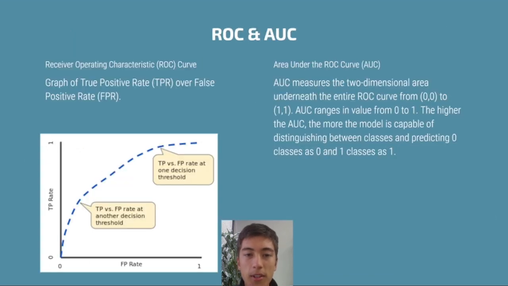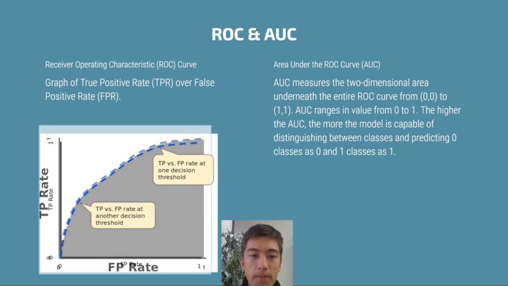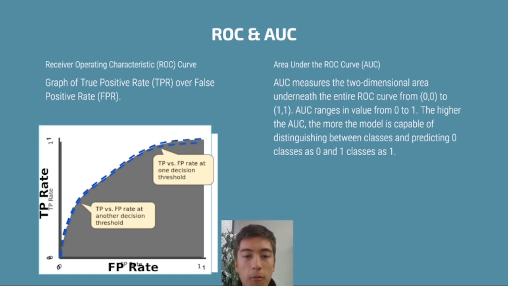Okay, so when it comes to logistic regression, another evaluation metric that people like to use is ROC and AUC. The ROC curve, which stands for receiver operating characteristic curve, is really just the true positive rate over the false positive rate. And the AUC is just the area under the curve. What you want is for the area under the ROC curve to be as close to 1 as possible, because that means that your true positive rate is really high.